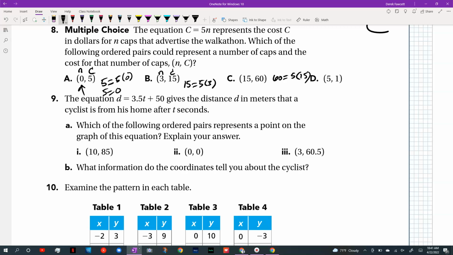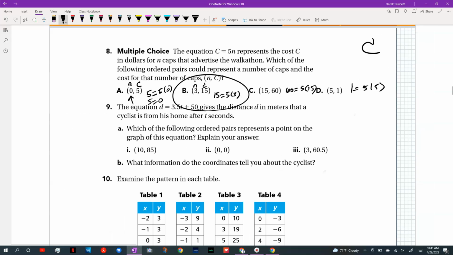And then the last one, you would have 1 equals 5 times 5. Are those the same? Yes. No. 5 times 5 is 25. Wait. Yeah. 1 equals 5 times 5, so that's not the same. So only, which one was it? Only B? It's the only one that worked. All right.